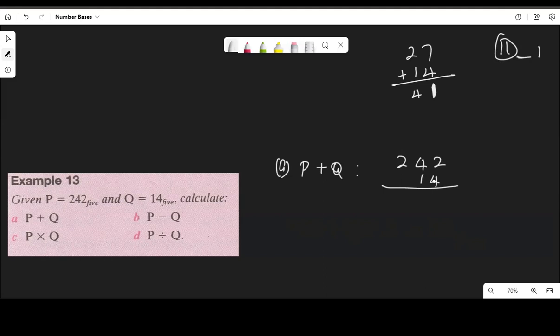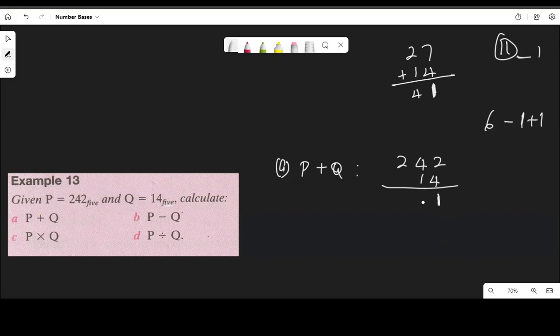2 plus 4 here is 6, but we are doing operation in base 5, so I cannot write 6 here. Within that 6, how many 5 can I get, since the operation is in base 5? Of course, there's one bundle of 5, then remainder 1. There is that one that remains that I will write. Then that one bundle of 5, we take it to the next column. 1 plus 4 is 5. Then 5 plus 1, 6.